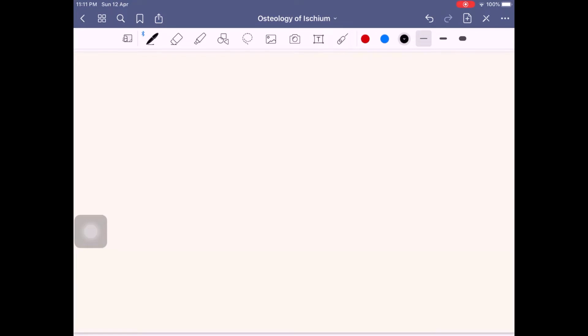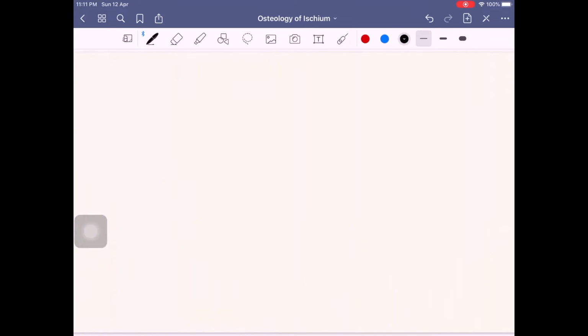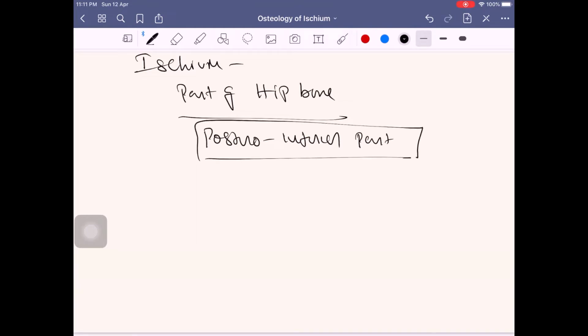Now, as I already told you in this picture, the ischium is a postero-inferior bone. It is the postero-inferior part of the hip bone, where antero-inferior is your pubis. And this part of the bone has got parts.